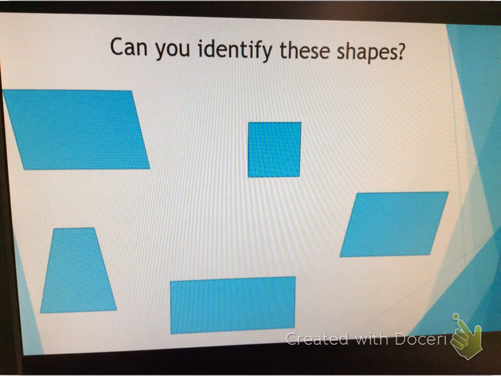Now it's your turn. Can you identify these shapes? I'll give you just a minute. Think about the terms that we discussed while you're identifying these shapes.